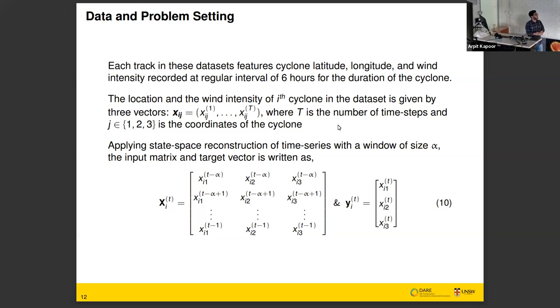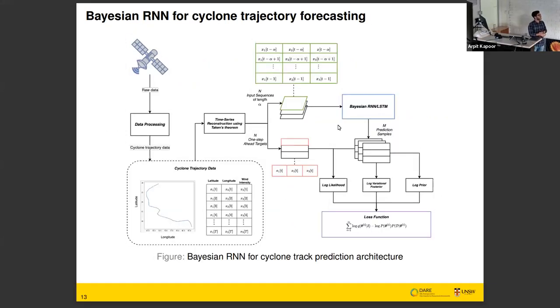Right, and since the time steps that we have are 6 hours apart, we use 4 time steps as the input to cover a 24-hour period, and then we try to predict 6 hours further in time where the location of the cyclone would be. And so this is an overview of the architecture that we've put together. We get some raw data, which is pre-processed by JWTC, and we do some of our own pre-processing on top of this.